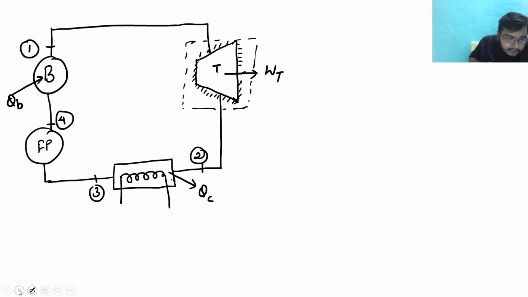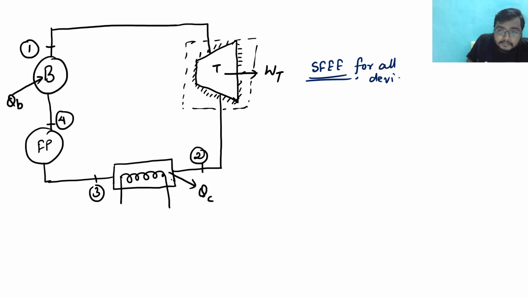Now I'm writing the steady flow energy equation for all the devices. See here. When I write the steady flow energy equation, this is state 1, this is state 2, this is state 2, this is state 3, this is state 3, this is state 4, this is state 4, this is state 1.